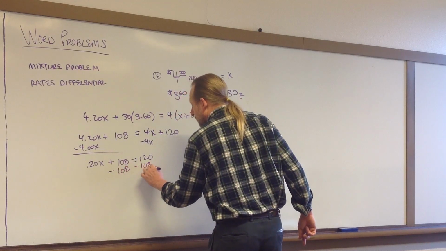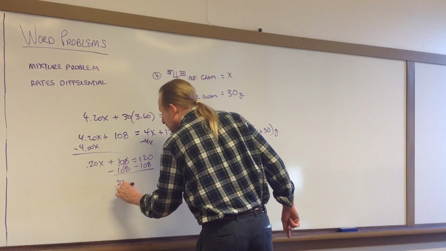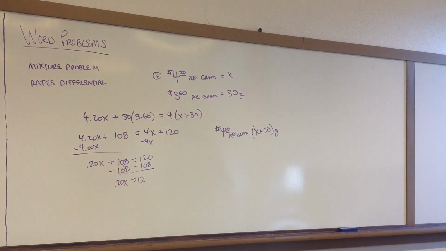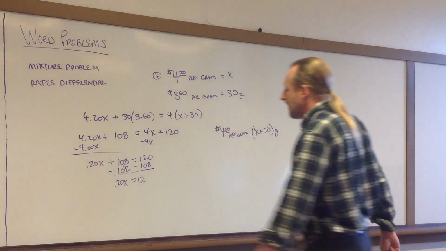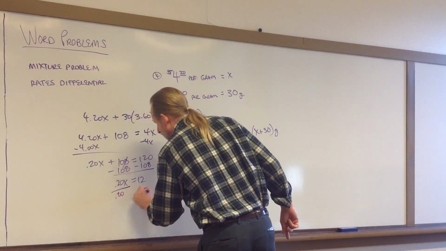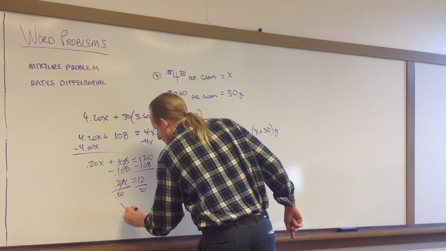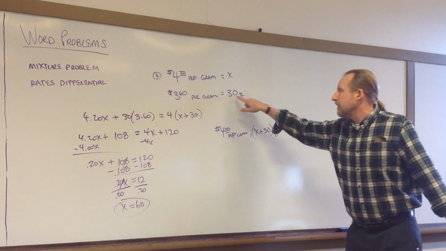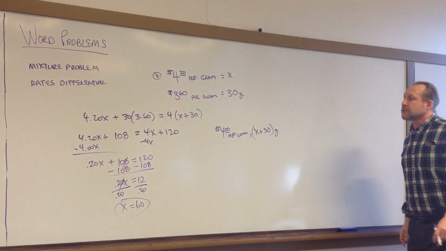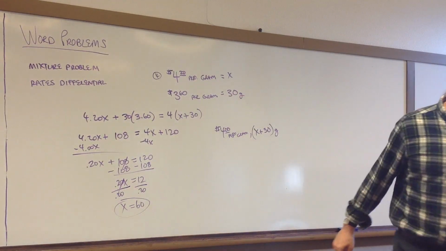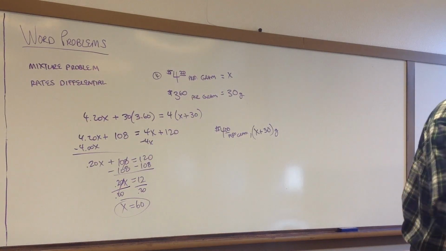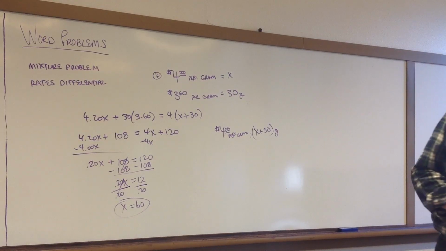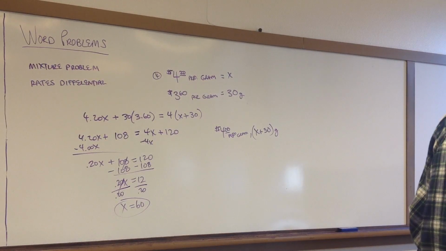So let's move the 108 over here. 0.20x equals 12, right? Then we divide on both sides by 0.20, and x equals 60. And remember I said it was going to be more than this 30 grams. In this case, it's twice as much. Let's see, did we answer the question? How many grams of that spice do we need? 60 grams.